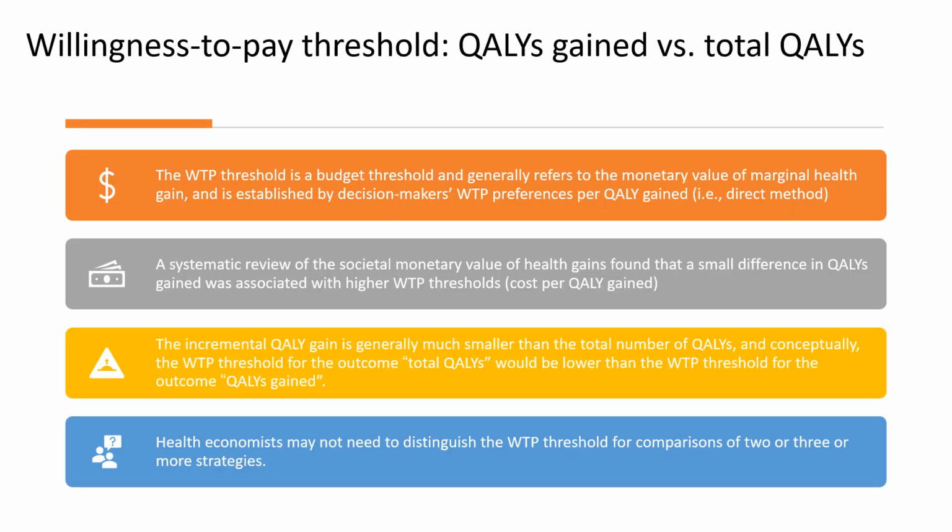The willingness to pay threshold is a budget threshold and generally refers to the monetary value of marginal health gain, and is established by decision makers' willingness to pay preferences per QALY gained by using direct method. Therefore, commonly used willingness to pay thresholds are best suited for comparing two strategies using the first formula. We are not aware of any published articles that discuss whether the same willingness to pay threshold remains appropriate for comparing multiple strategies using the second formula.